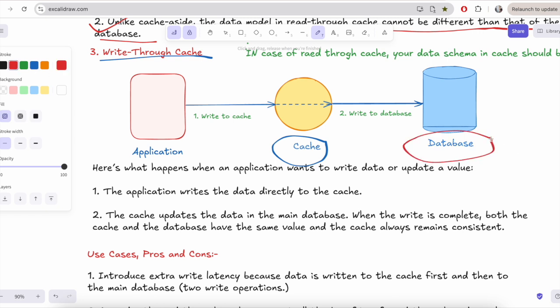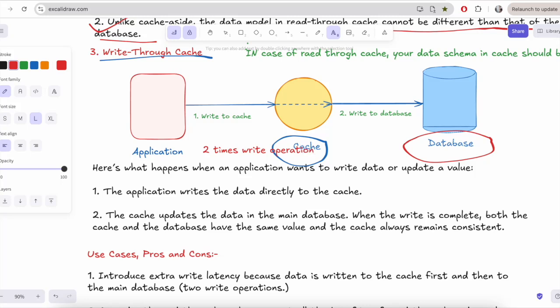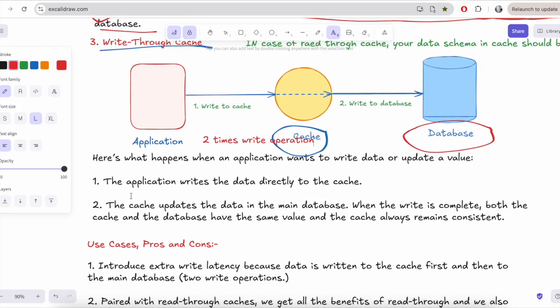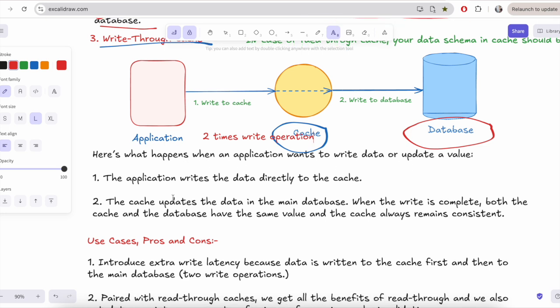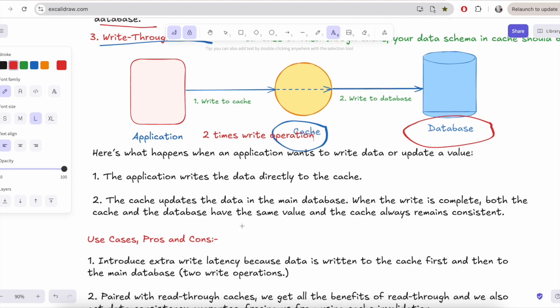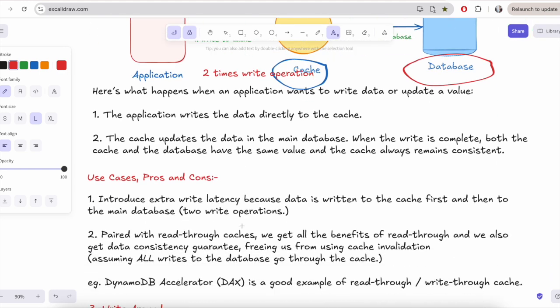That means the write operation happens two times. Two times, we have a write operation here. As I said, when the application wants to write data or update a value, it writes the data directly to the cache, and then the cache updates the data in the main database. So when the write is complete, both the cache and the database have the same value, and the cache always remains consistent.